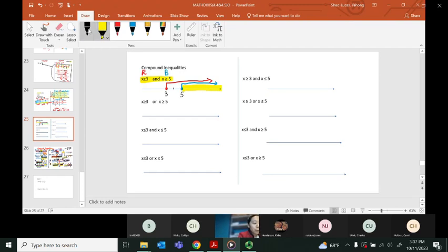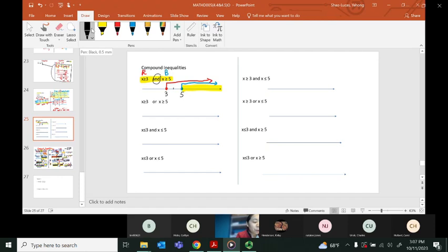So remember, the keyword is and. You have to find numbers that meet both requirements. The numbers under the red line meet the first requirement. Numbers under the blue line meet the second requirement. So if you want numbers to meet both requirements, you have to find numbers under both lines.